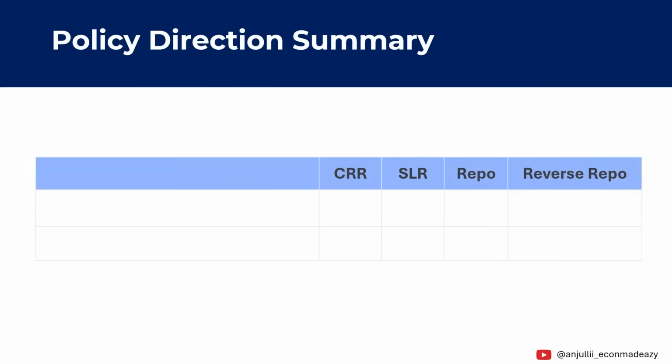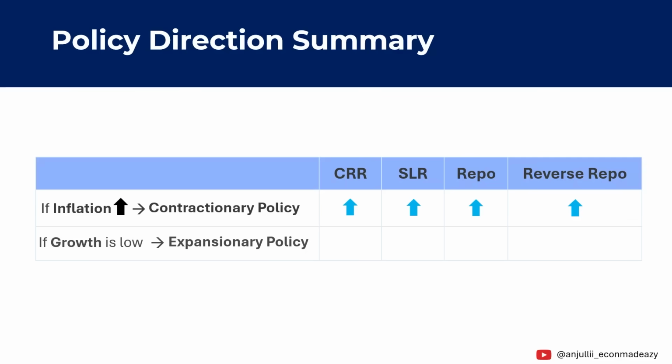Finally, let's summarize the monetary policy direction. When inflation is rising, the central bank follows a tight monetary policy. In this case, tools like CRR, SLR, repo rate, and reverse repo rate are increased to reduce money supply in the economy. On the other hand, when economic growth is slow, the central bank adopts an expansionary monetary policy. In this case, these policy rates are reduced to encourage lending, spending, and investment.